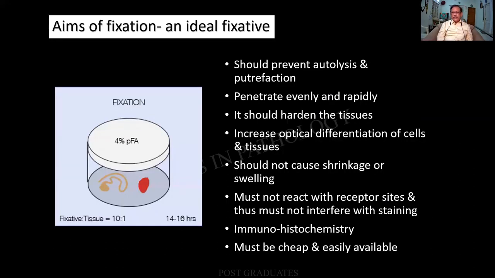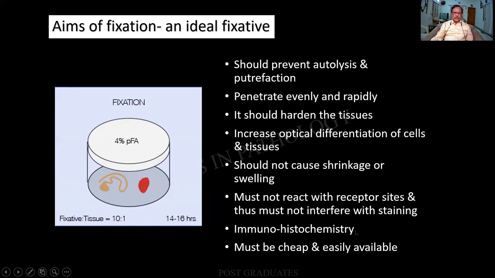What are the aims of a fixation or what is an ideal fixative? It should prevent autolysis or putrefaction. It should penetrate evenly and rapidly. It should harden the tissues. Harden means not bone-like, but subsequently firm so that it could bear the insult of the microtome that is to follow. It should increase the optical differentiation. It should not cause shrinkage or swelling. And it should not react with the receptor sites and it will not interfere with the subsequent staining.